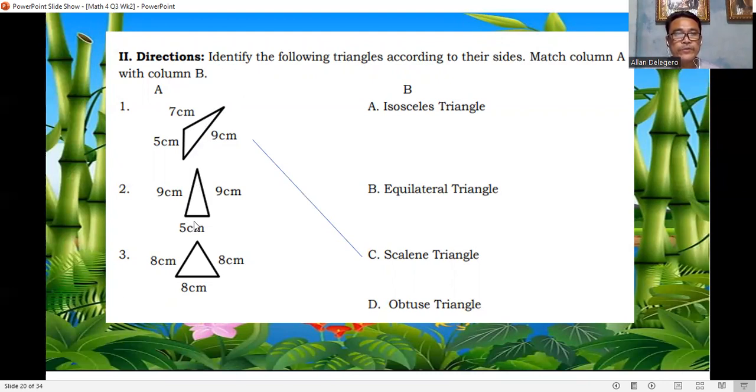Number 2, it has 2 equal sides and it is an isosceles triangle. And for number 3, all sides are equal. This is letter B, equilateral triangle.